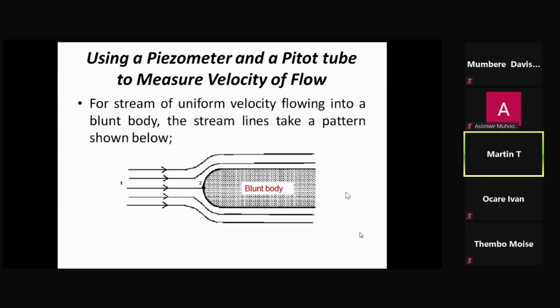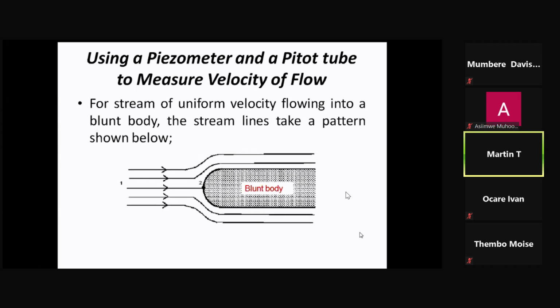Now, if you look at the streamline that is labeled 1, 2, if you have that blunt body, that solid body, put at a cross section, immersed within a flow, then the streamline 1 to 2 is the one that comes directly into the blunt body. So at point number 2, the velocity of that streamline is reduced to 0. There is stagnation at that point, at point number 2.